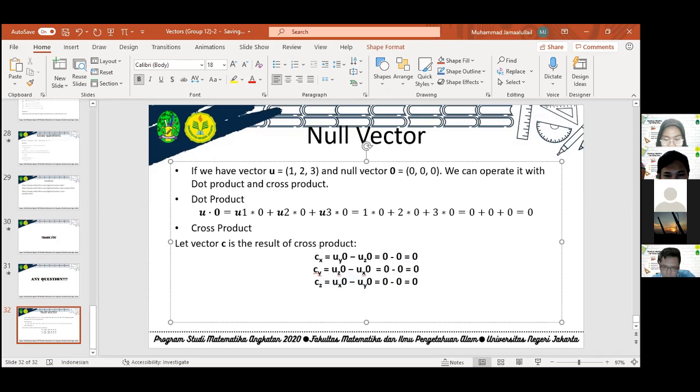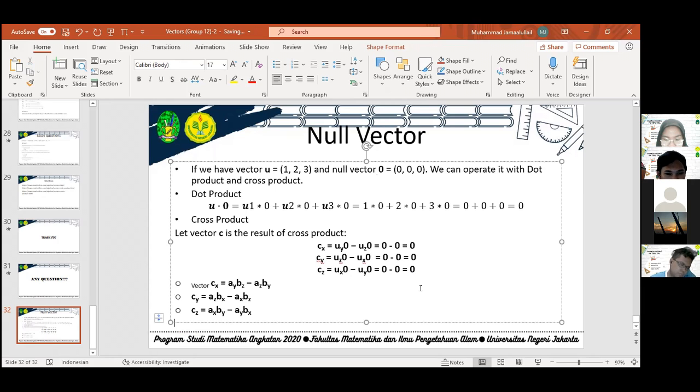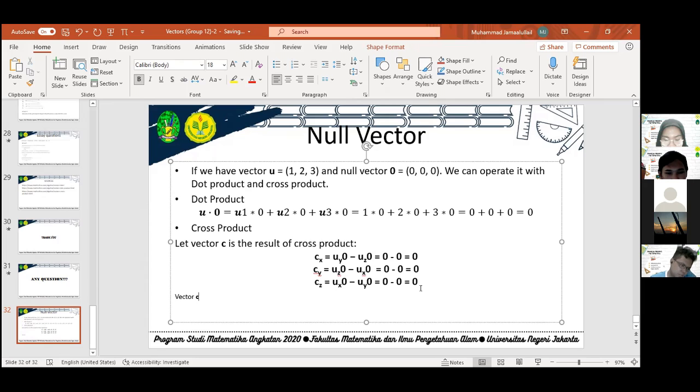So we have vector C. We got a vector C equal to 0, 0, 0, and vector C is a null vector. Null vector.